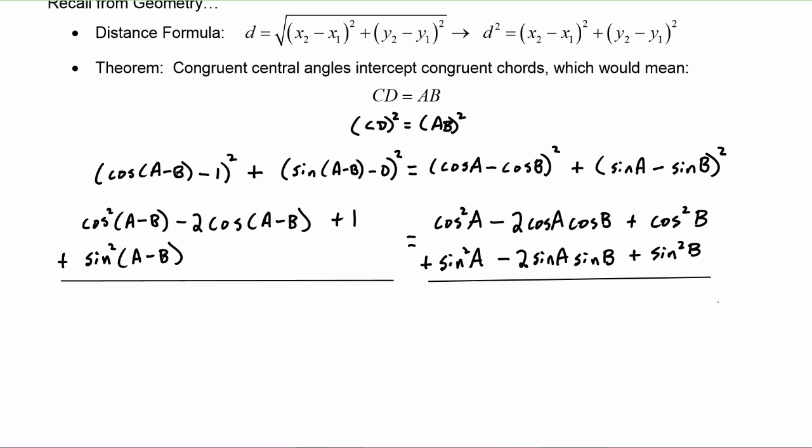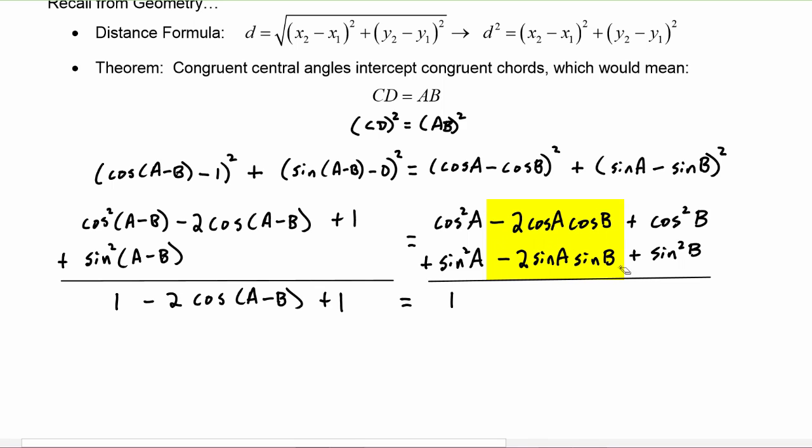All right, now we can use a Pythagorean identity right here. We know that cosine squared of anything plus sine squared of the same anything is equal to 1 by the main Pythagorean identity. We will bring down the rest, which is minus 2 cosine of A minus B plus 1. And that has to equal the right-hand side, which we see we get to use a Pythagorean identity again here. Cosine squared of A plus sine squared of A is equal to 1.